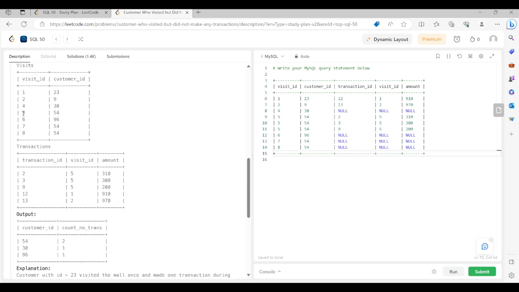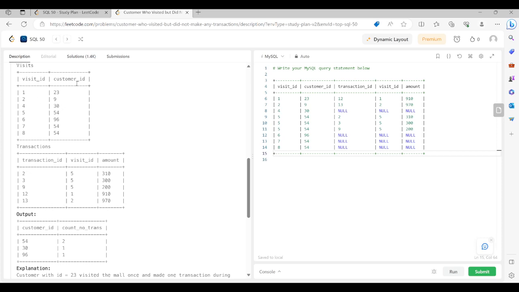Customer with ID 54 with visit ID 5 visited and made transactions for this particular ID, while customer ID 96 with visit ID 6 visited but did not make a purchase. Customer 54 visited the store with visit ID 7 but did not make any purchase because they are not on the transactions table. And customer ID 54 also visited with visit ID 8 and also did not make a transaction.